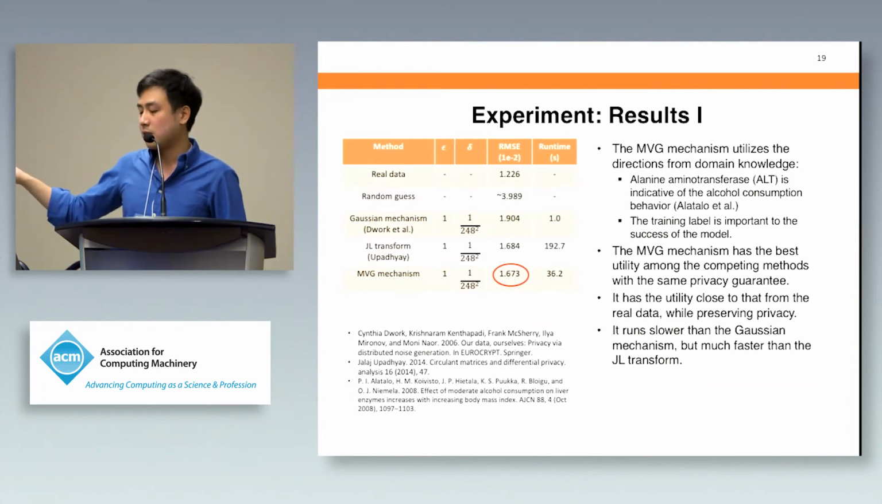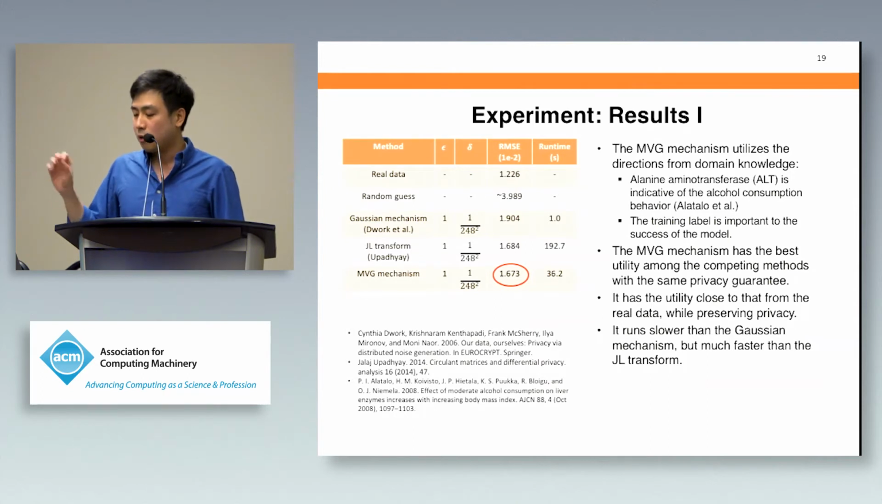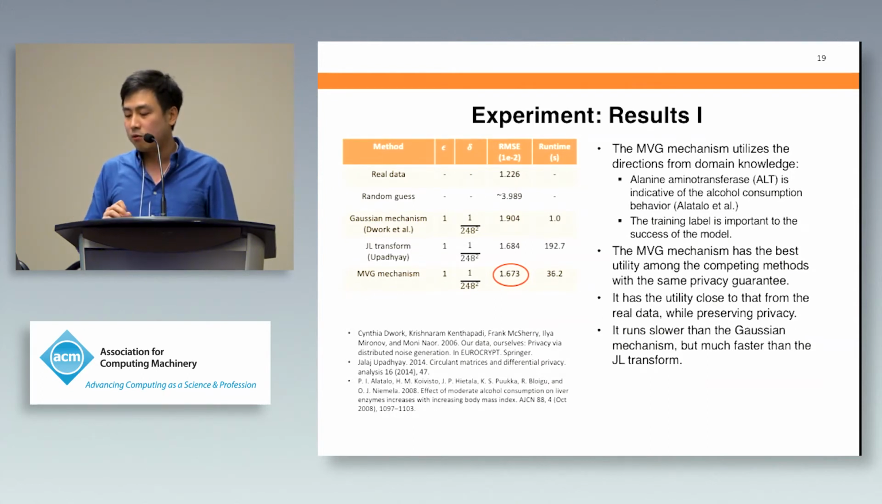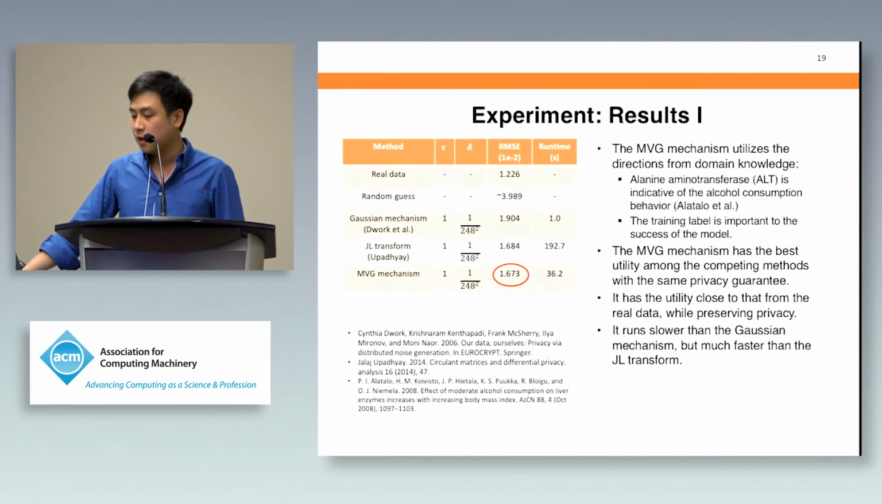And as you can see here, the MVG mechanism performed quite well, and it beats the previous works. Although the performance improvement over the JL transform is not significant, we point to the runtime comparison, where MVG actually runs a lot faster. I think that is primarily because the JL transform involves many modifications of matrices, whereas the MVG is additive, so it's rather straightforward and quick.